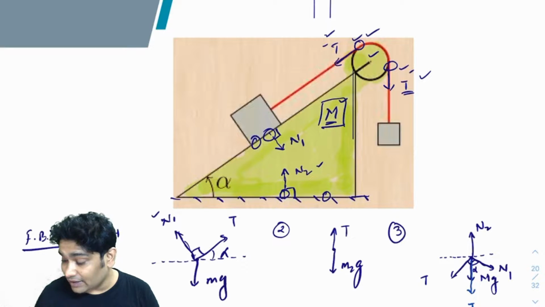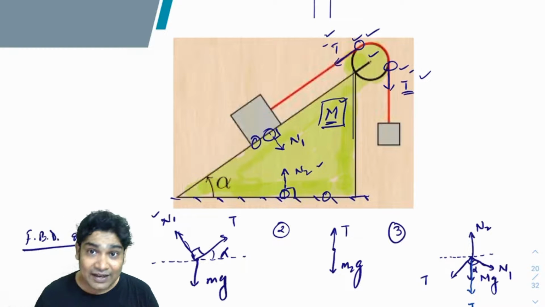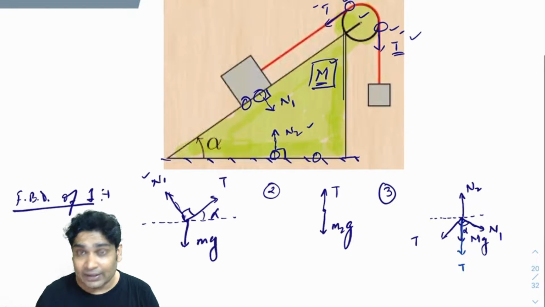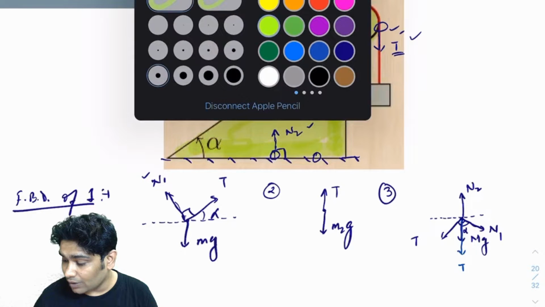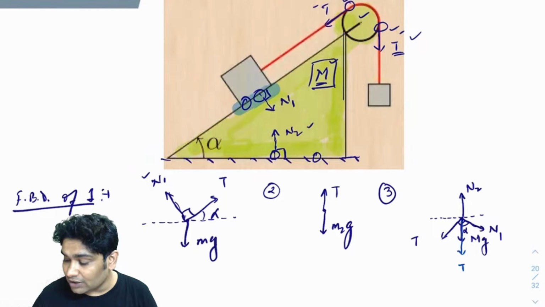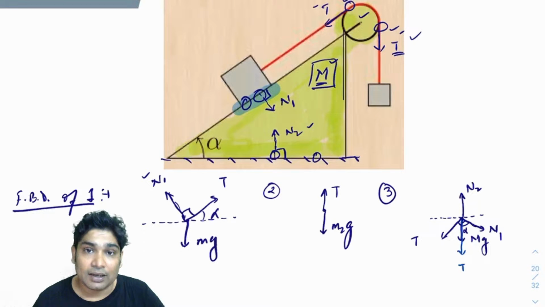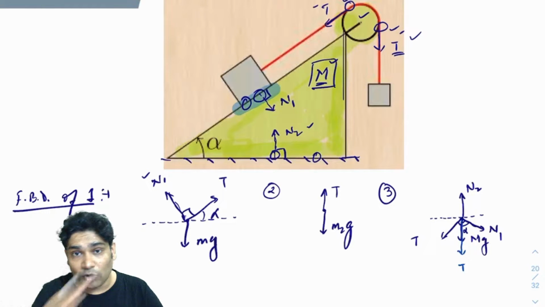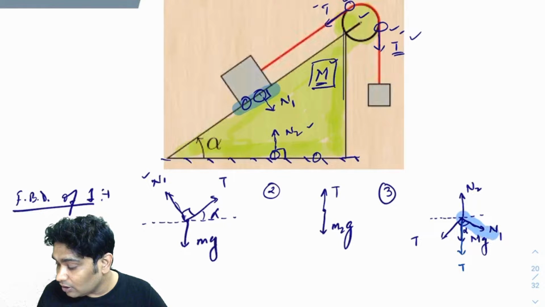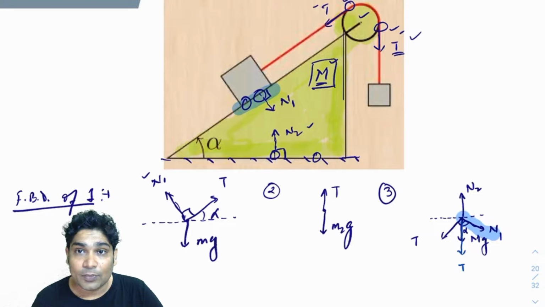Alright, next. Once I have identified all these, then making the FBD should be very easy. Let's talk about this contact. This is a solid-solid contact. A solid-solid contact should give you a normal reaction force. Normal reaction force is always a push-only force. It is along the common normal. So this is what will arise from this. Alright, this is the result of this contact.